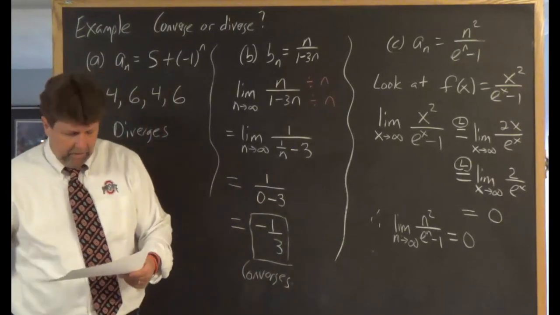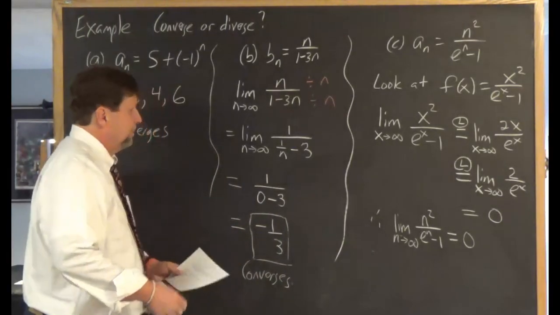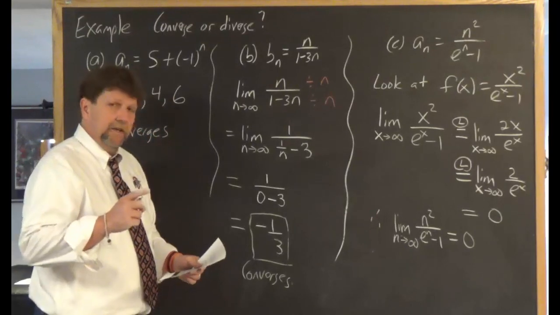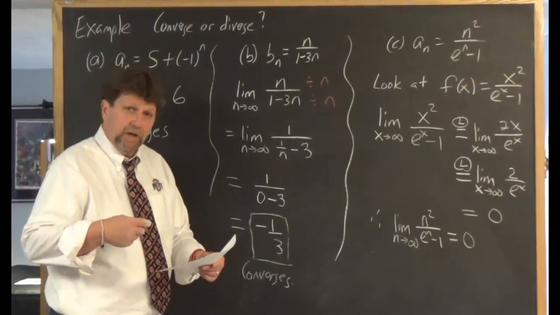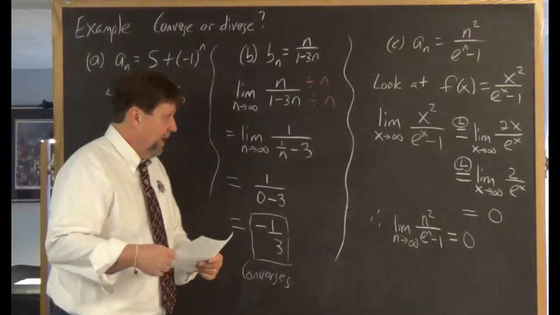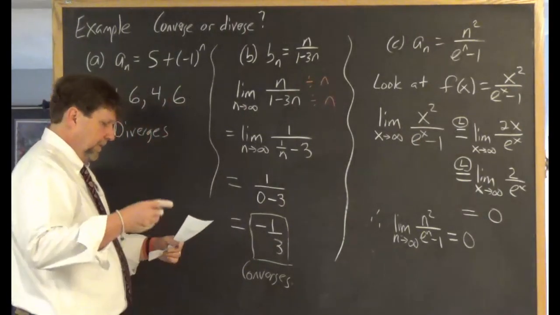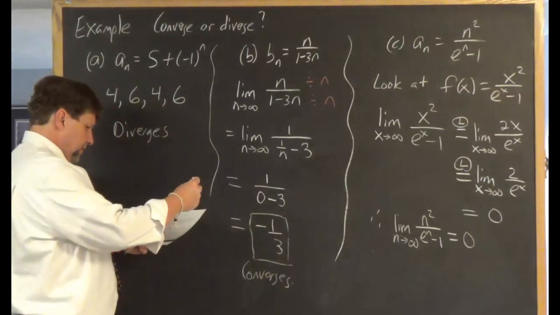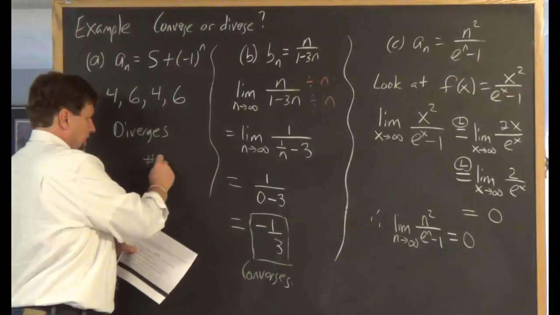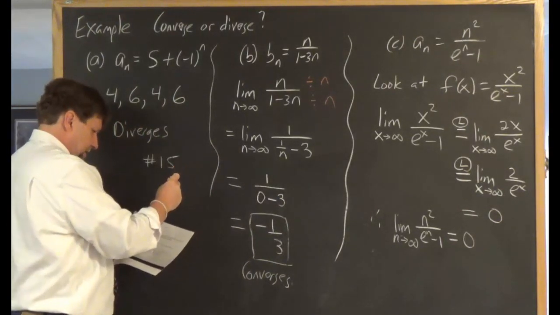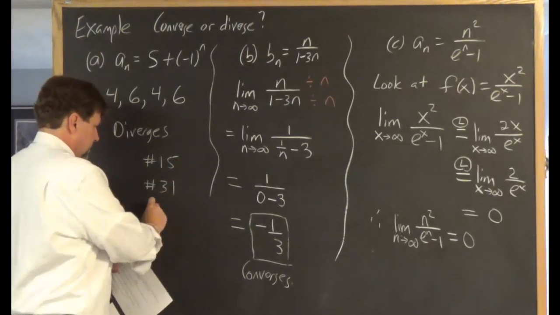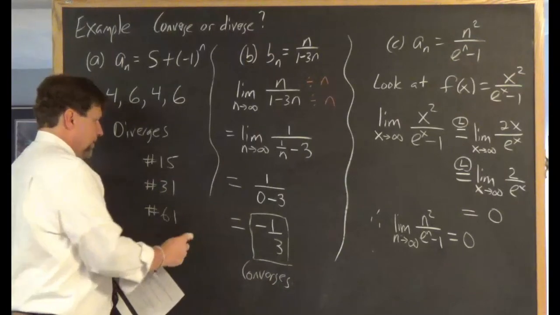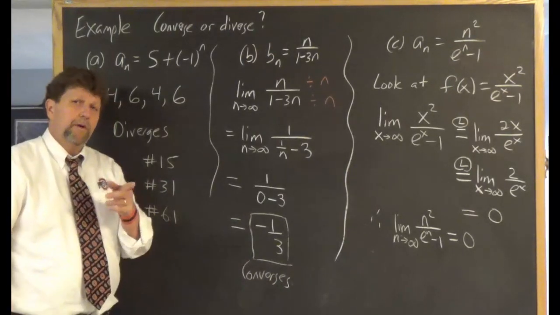So there's an example, and I actually have a few problems I'd like you to try right now. So go into the book. This will be section 10.2. In section 10.2, right now, I would like you to try number 15, number 31, and number 61.